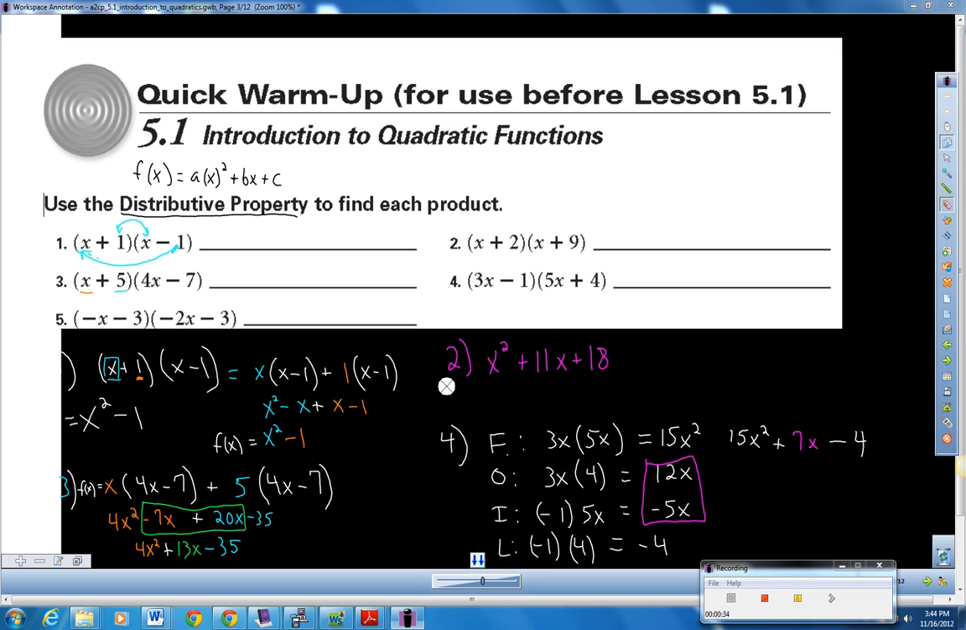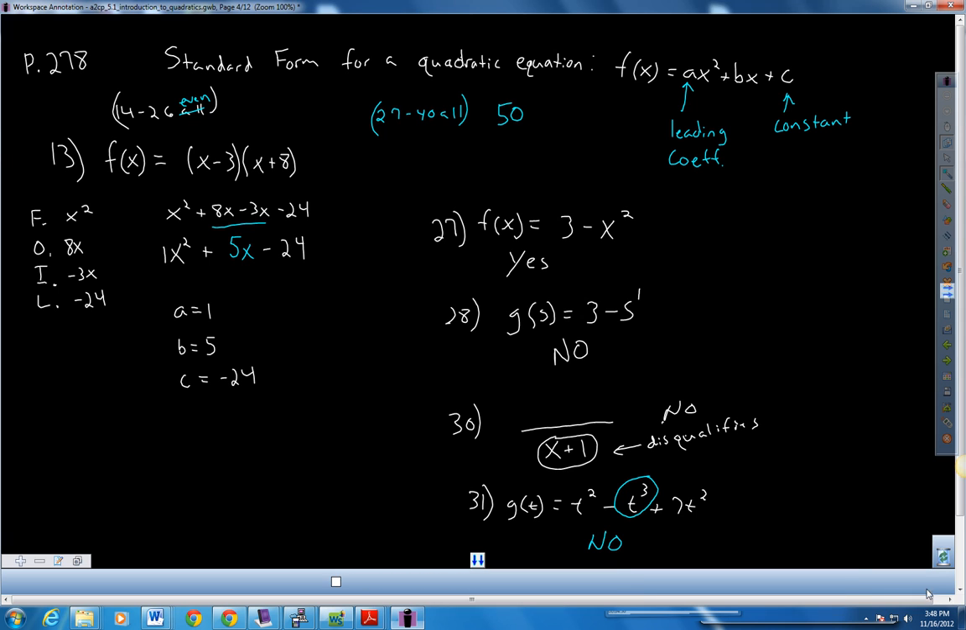Some people will not need to use any method. They will just be able to multiply and combine the like terms in their head by multiplying x times x, x times 9, which is 9x, 2 times x, which is 2x. So x squared plus 11x, and then plus 2 times 9, which is 18. So talking kind of fast there because I just really want to give you a picture of what we've done. Many students, like I said, got this.